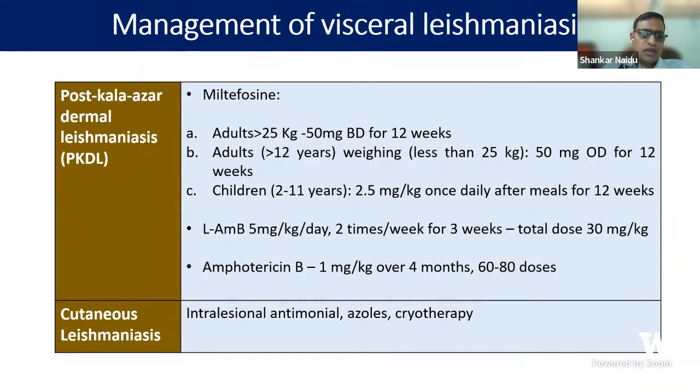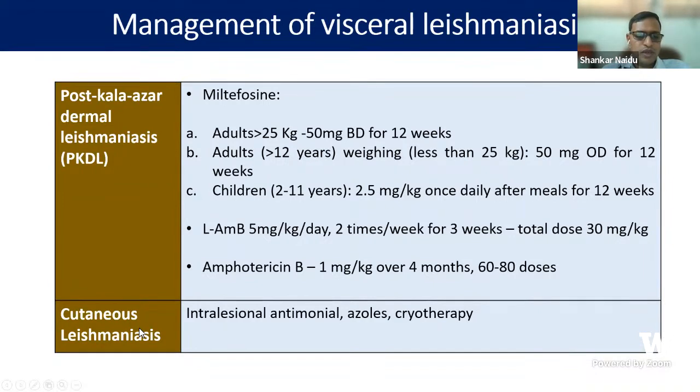For post-Kala-Azar dermal leishmaniasis, miltefosine is recommended. The dose I've already shown in the previous slide. Apart from that, liposomal amphotericin at a lower dose, that is 5 mg per kg per day, 2 times a week, for a total of 6 doses. That is over 3 weeks, you have to give 6 doses. And conventional amphotericin B at a dose of 1 milligram per kg, a total of 60 to 80 doses over 4 months, can be given.